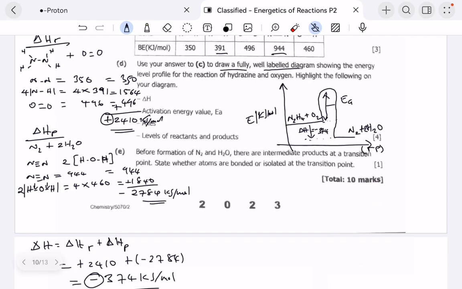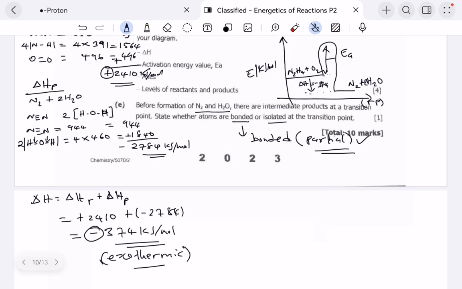Then before formation of nitrogen and water, there are intermediate products. At a transition point, state whether atoms are bonded or isolated at transition. So at transition, atoms are bonded. It's just that the bonding is partial. So they are bonded, but they are in a transition. So the bonding is partial. Okay, see you in the next video.